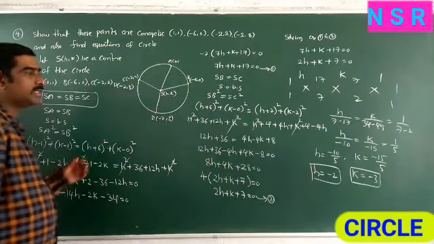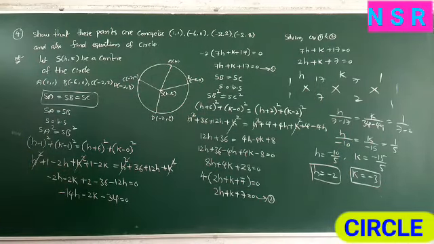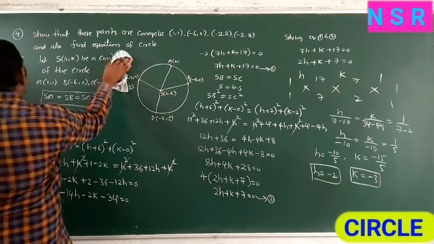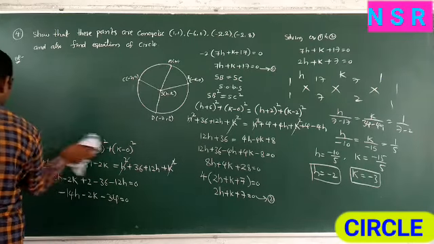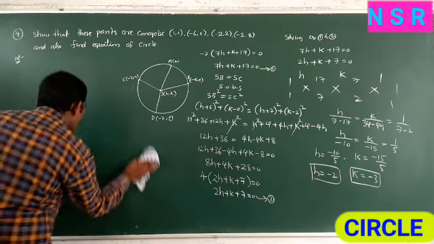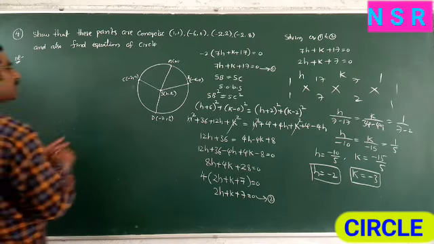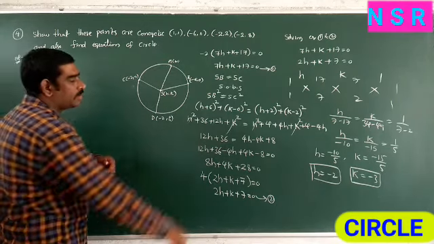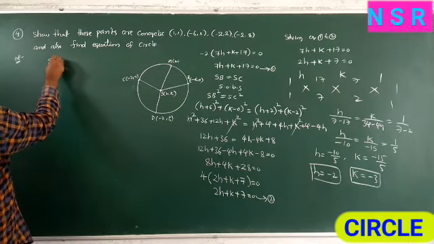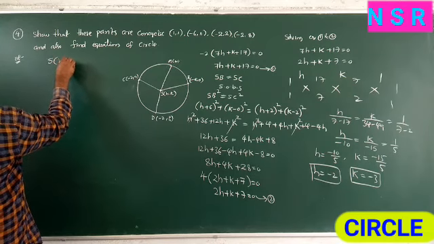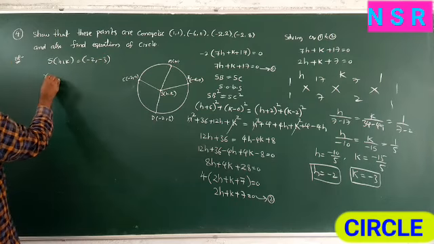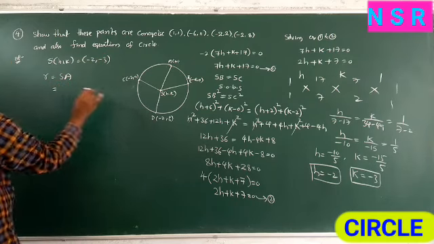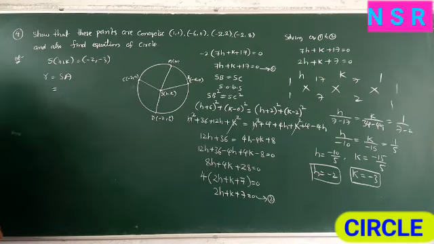So we get the center of the circle: h is minus 2 and k is minus 3. Now find the radius. The distance from S to any point on this circle is equal to the radius. Here S is h comma k, equal to minus 2 comma minus 3. So the S to A distance is the radius.